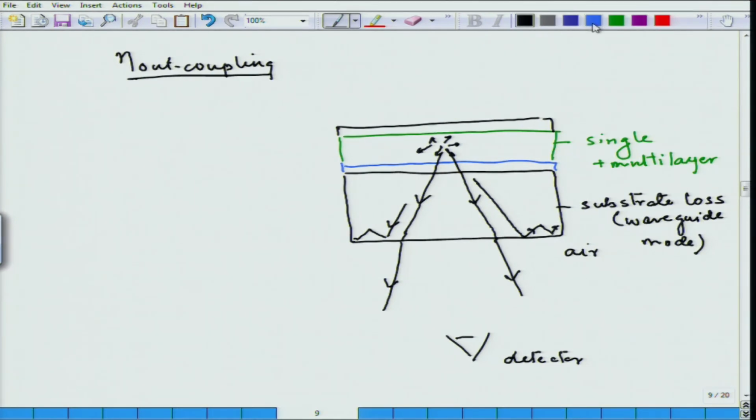Similarly, some of the light is going to be lost at this ITO organic interface. Again, because of the change in the refractive index, we will lose some of the light in the waveguide mode at the organic ITO interface. This is the loss at the organic ITO interface.